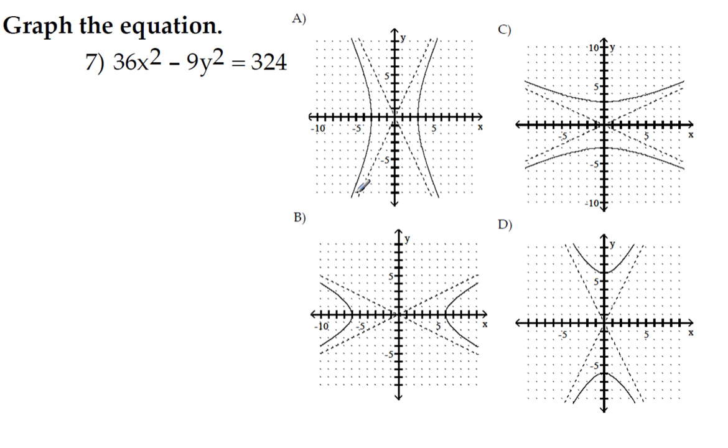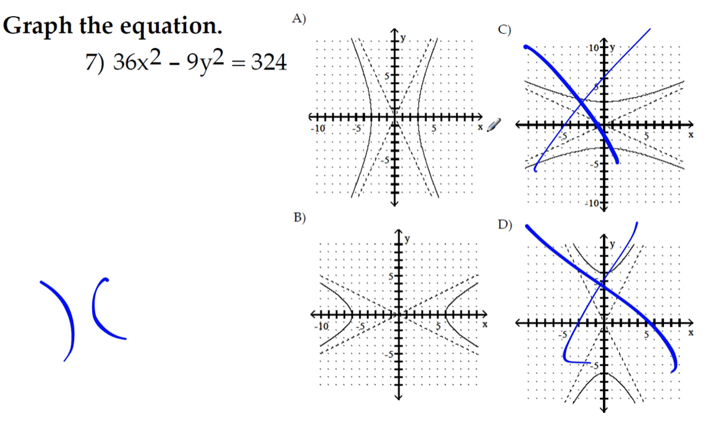Graphing our equation. Alright. So since my x is the positive number, I know it's going to look like this. So I'm crossing out D, I'm crossing out C. Those are not possibilities. Next thing to look for is to decide, well, what kind of box are they going to have? I know I'm going to divide by 324. Oh, I forgot my 2 there.